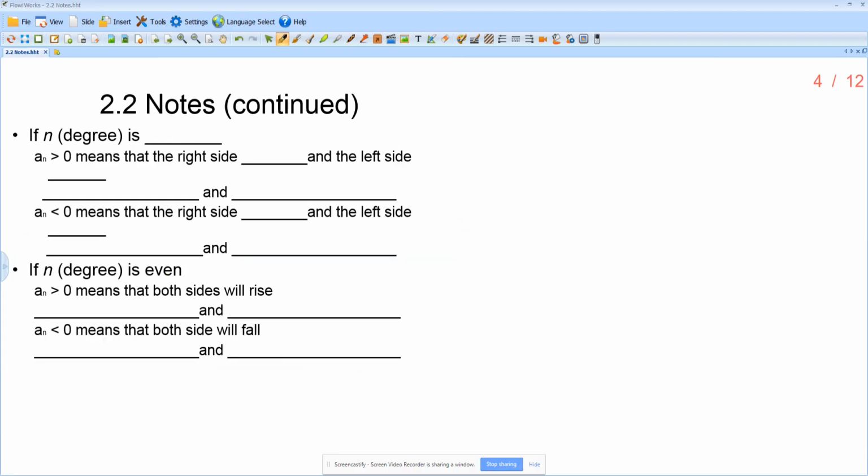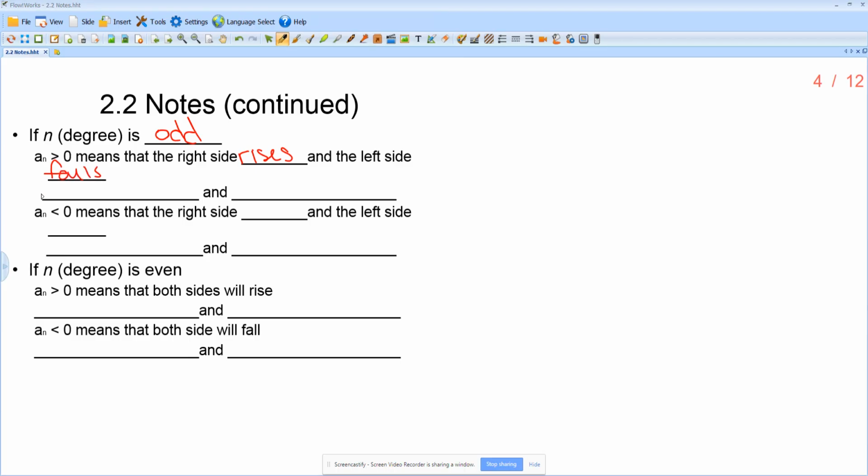All right, slide 4. This is going to be a little bit visually overwhelming. It's really good notation, though. So if n, the degree, is odd, so I'm talking about something like x cubed, x to the 5th, x to the 7th, and a sub n, the leading coefficient, is greater than 0, so the leading term is positive, that means the right side rises and the left side falls.